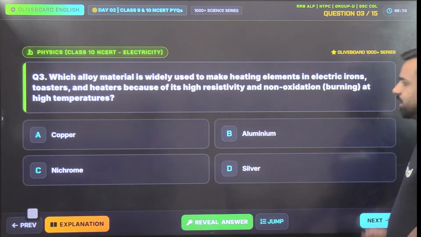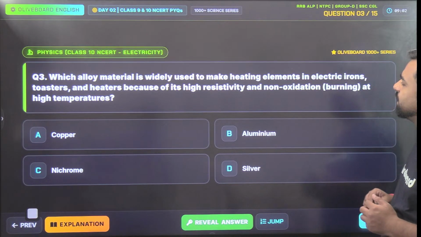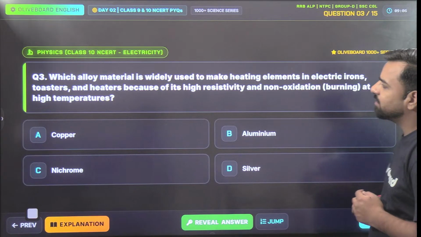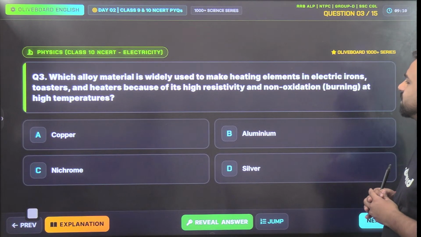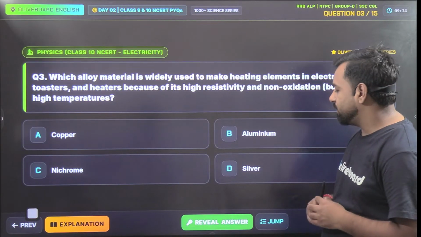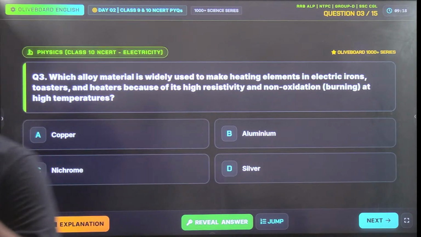Perfect. Next, which alloy material is widely used for making heating elements in electric irons, toasters, heaters because of its high resistivity and non-oxidation at high temperatures? So will it be copper, aluminium, nichrome, or silver? So you have four options. Tell me what should be the correct answer in this case.